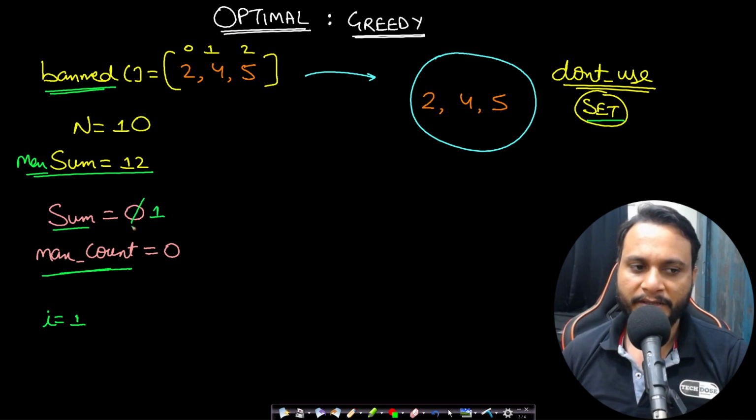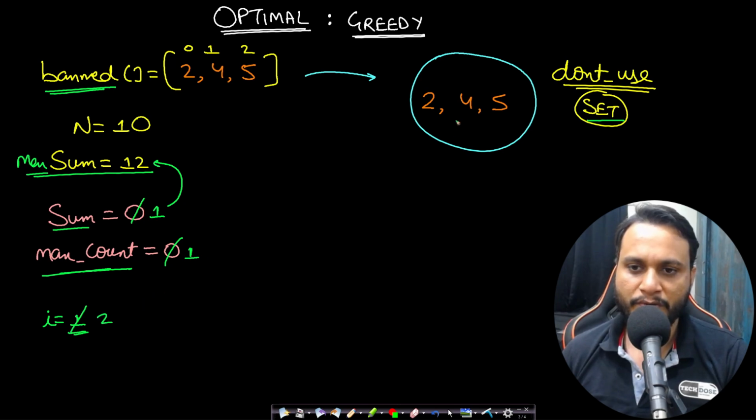So the sum will get updated. Always after updating the sum, you have to check it with the max sum. If it has exceeded max sum, you will break it. That means this current item is not a valid addition to max count, and any larger item will not be a valid addition definitely. So since the sum 1 is less than 12, I'll be incrementing the max count value because this is a valid addition.